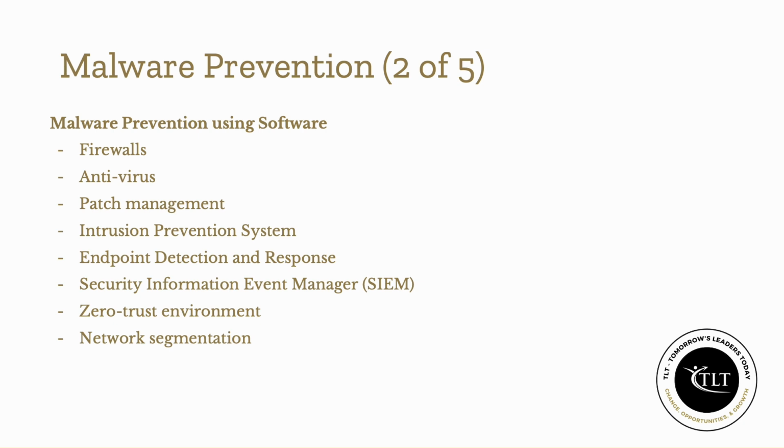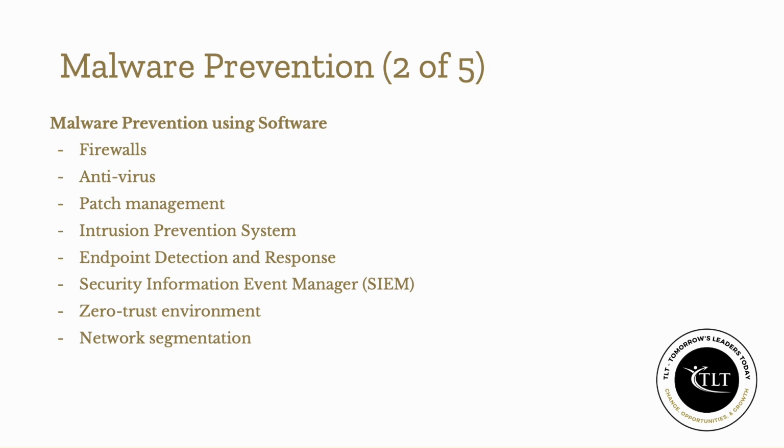Intrusion prevention systems, also known as IPS, can help monitor network activity and stop suspicious behaviors in real time. Endpoint detection and response, or EDR, goes further by identifying and reacting to threats on individual devices based on behavior, not just signatures like antivirus is designed to do. A security information and event manager, or SIEM, collects and analyzes logs to detect complex attacks early.